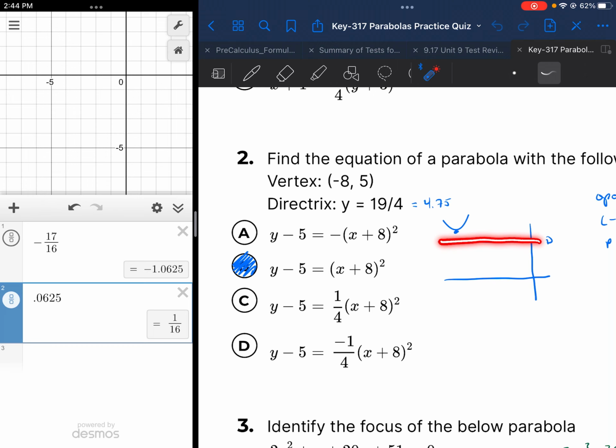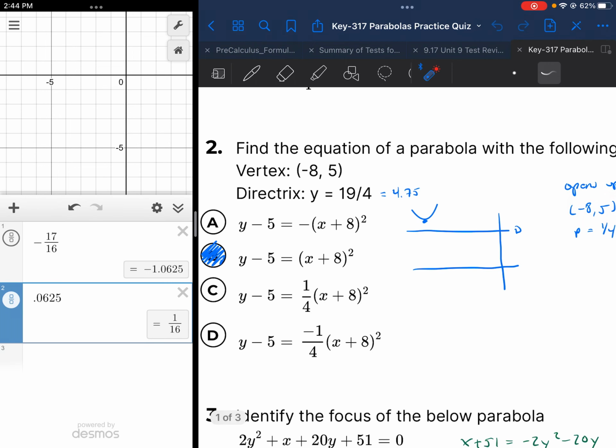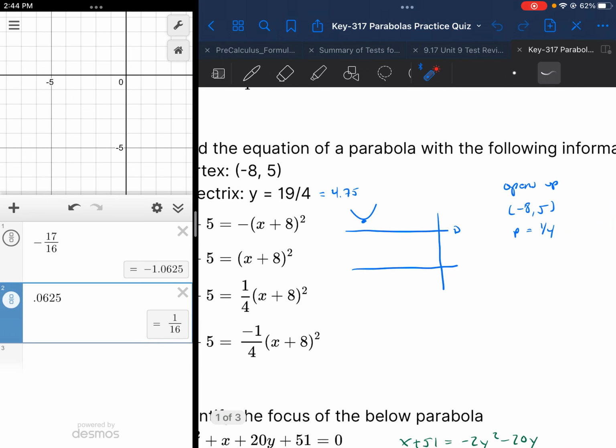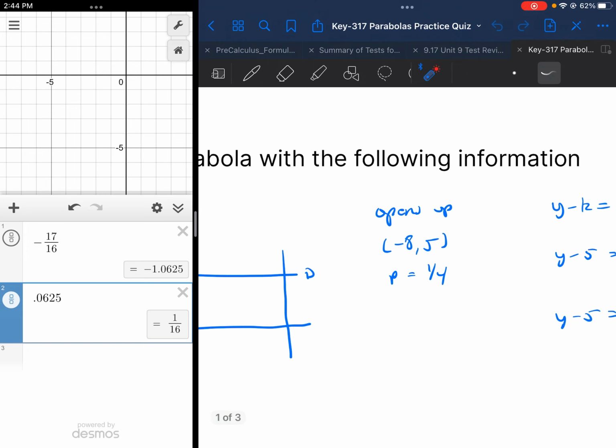So we have a horizontal line at 4.75, and that y value of 4.75 is just slightly below our vertex y value at 5. What that's doing is this directrix, being right here slightly underneath the vertex, is forcing the parabola to open up. So we know our parabola opens up. We know the vertex is (-8, 5) because we were given that information. The p-value is going to be the distance between the vertex and the directrix, between 4.75 and 5. That little distance is 0.25, and since we are opening up, the p-value has to be positive.